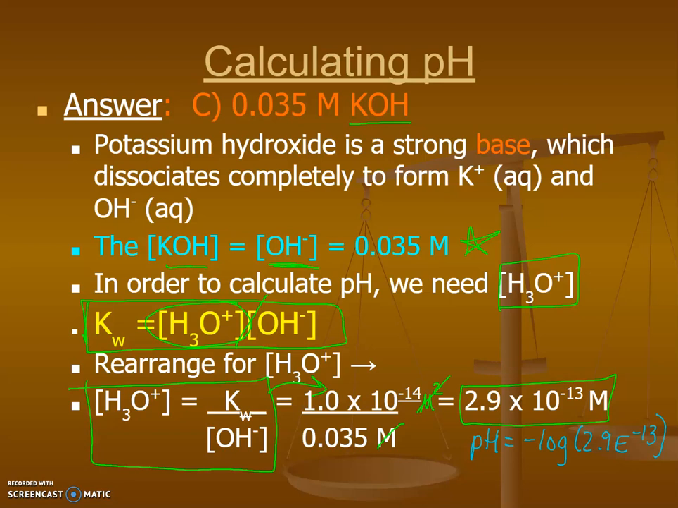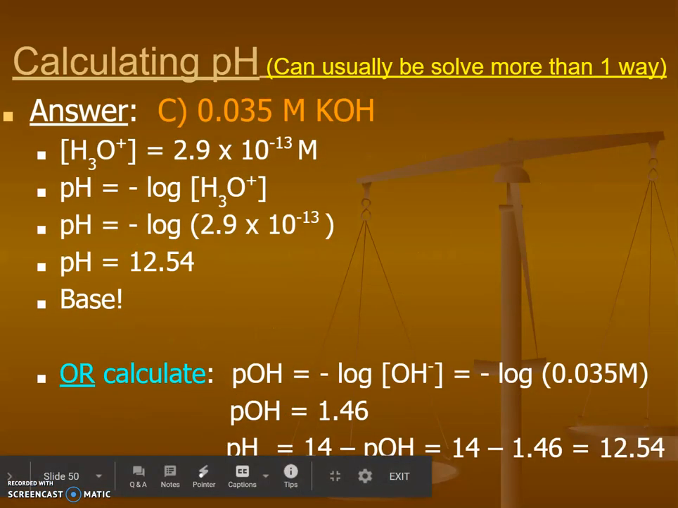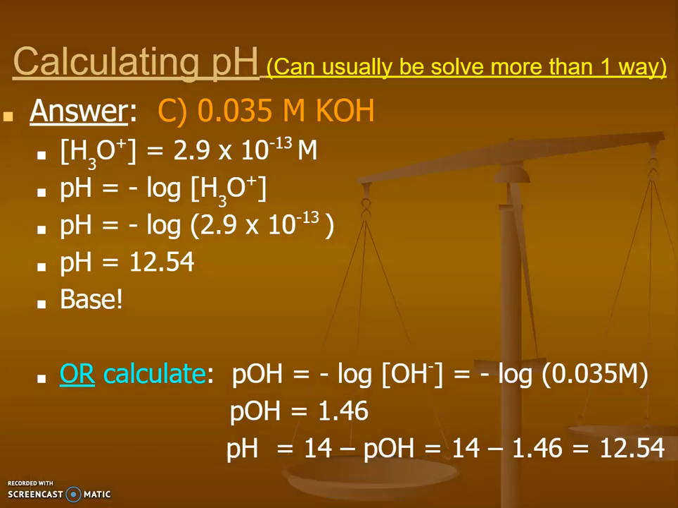Now, one of the awesome yet horrible parts about pH is that there's more than one way to solve it. So yes, you can do that 2.9 times 10 to the negative 13th and get a pH of 12.54, and yes, it is a base, and yes, that all checks out.